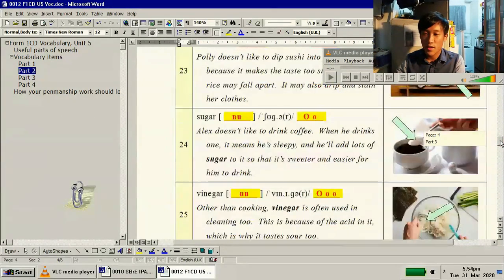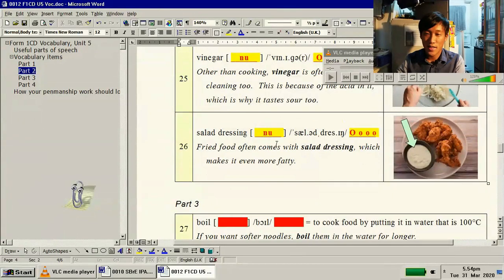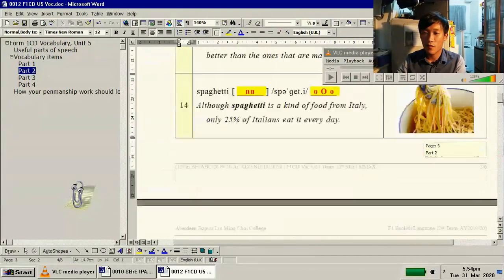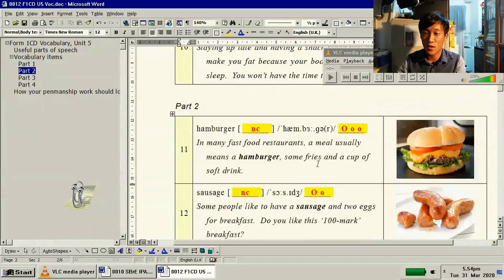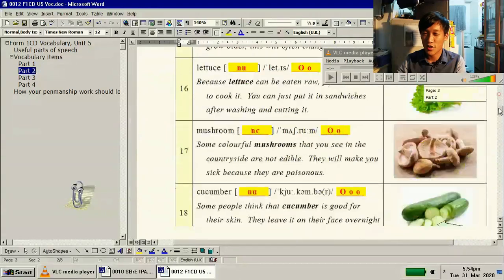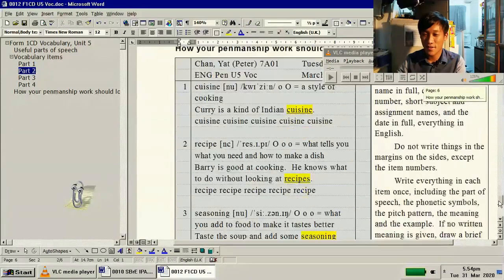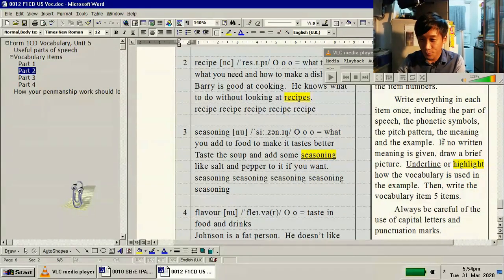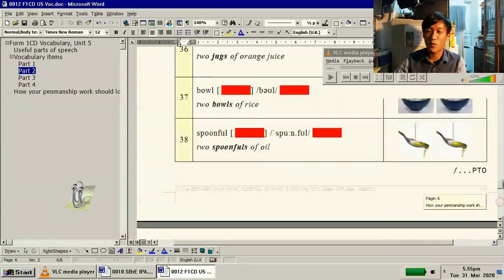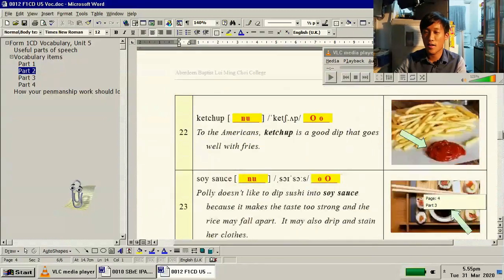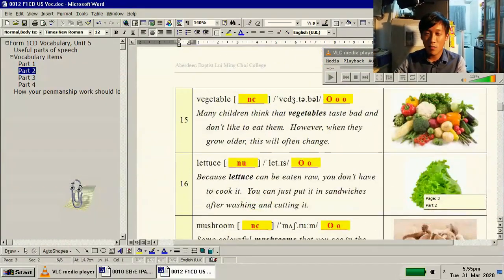For doing the penmanship, remember that you have to write everything, including the part of speech, the IPA and the pitch pattern, and the meaning, of course, if there is one, the meaning in words. If there is no meaning in words, you need to draw a brief picture. So go back to the reminders, draw a brief picture if no written meaning is given here. Brief, okay, a simple one will do. It doesn't have to be very beautiful, just help you to remember the meaning. Okay, what else?